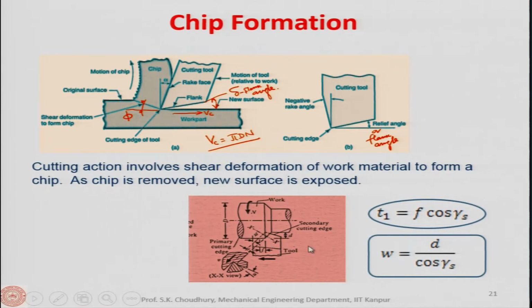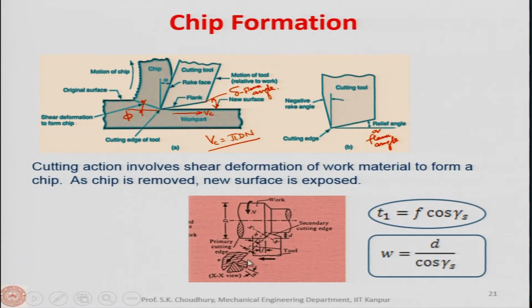Now, here there are some new things: this is the primary cutting edge of the tool, okay, and this is the secondary cutting edge of the tool. Now, the primary cutting edge lead line is actually here. This is the tool, this is the workpiece, and this diagram I have already shown you, that this is the initial diameter, this is the diameter which you have obtained, this is the depth of cut.